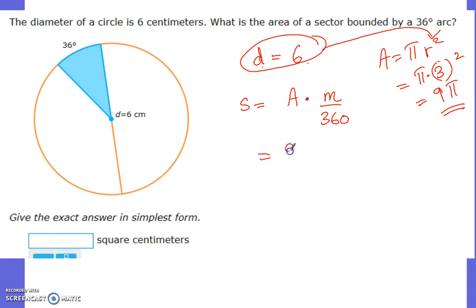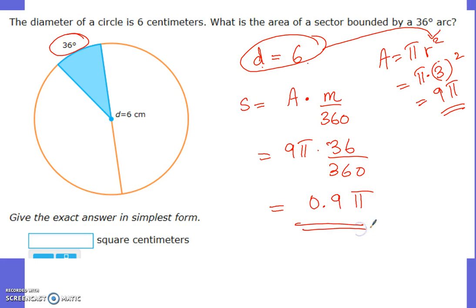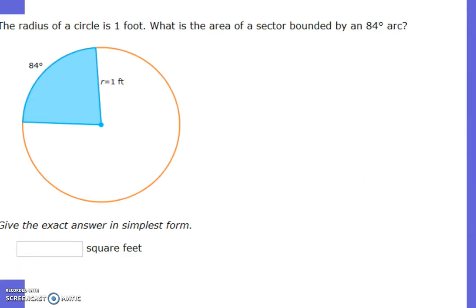So instead of area, you put 9 pi times the measure of the arc, which is 36 divided by 360. And you get your answer as 0.9 pi. Last question. Radius of a circle is 1 foot. Radius is 1. So the area will be pi r squared, which is pi times 1 squared, which is just 1. So the area is just pi.